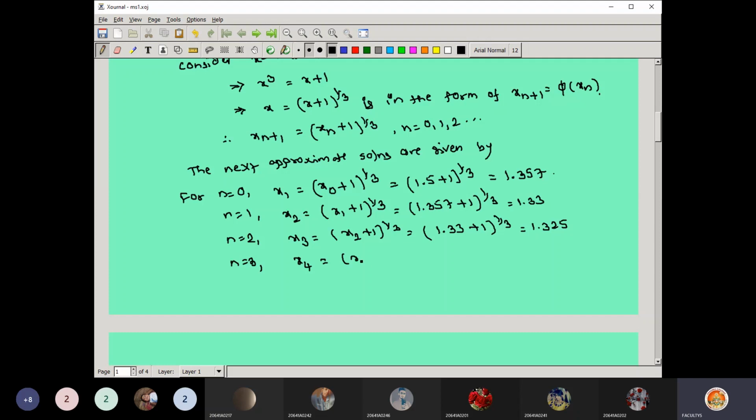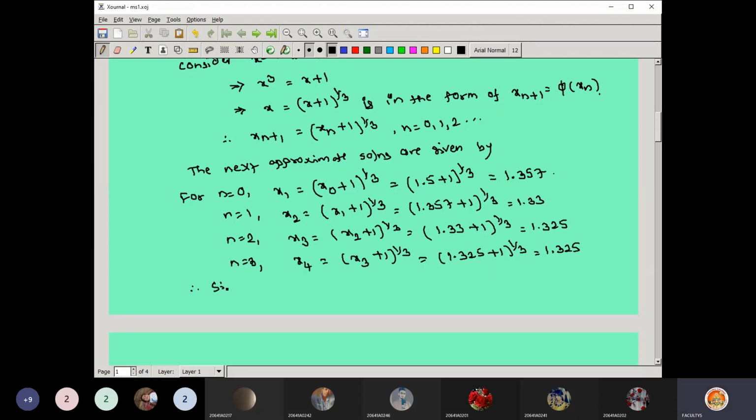x4 equal to (x3 plus 1) whole power 1/3. So your x3 means 1.325 plus 1 whole power 1/3. So use it: 2.325, power button, 1/3, so that you are getting 1.325. So shall I stop the process? You just look at the last two approximate solutions. There you are getting equal values, so better you stop it.